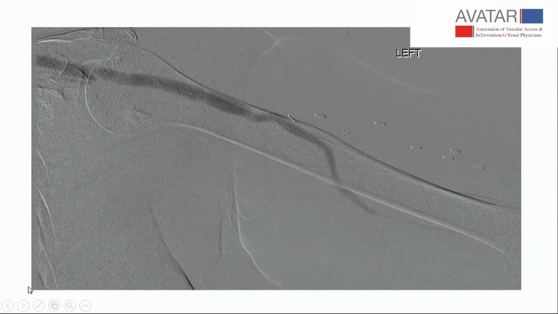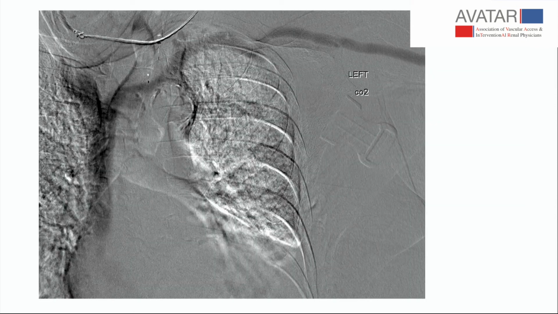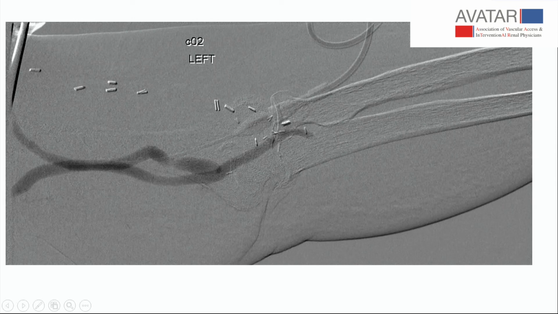When you do this in digital subtraction, this is what you see in that same fistulogram, okay? So you can sort of see the stenosis there. You can see the central stenosis. Breathing becomes an issue, so you really have to have them hold their breaths real well. This is a fistulogram done here with the stenosis right there.